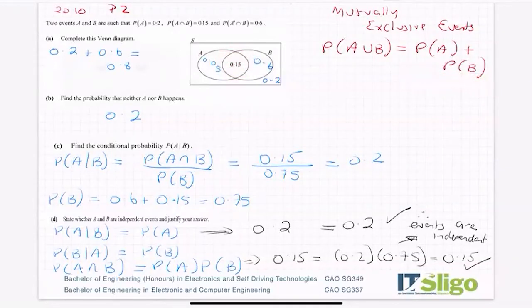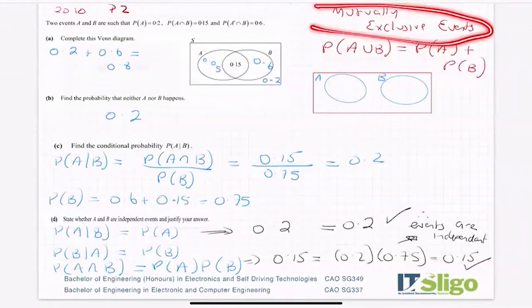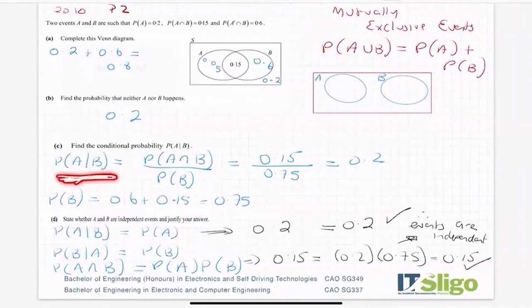Mutually exclusive events means the events cannot happen at the same time, which means if I was to draw a Venn diagram for mutually exclusive events, it would be, that's the probability of A, that's the probability of B, and there would be no overlap. Okay, so that's why A union B in that case is just probability of A plus the probability of B. That's how we prove events are mutually exclusive. So this formula here, probability, conditional probability, and independent events, very important that you know how to do all three.